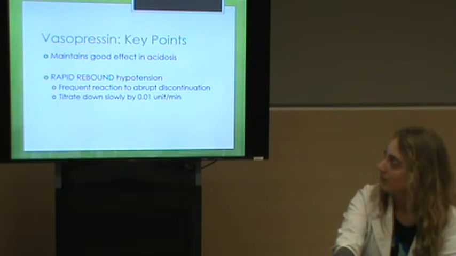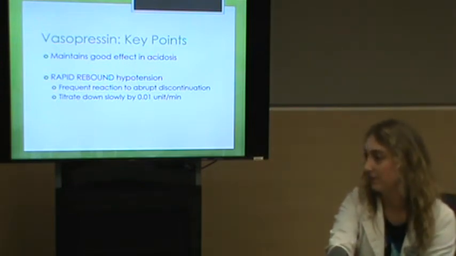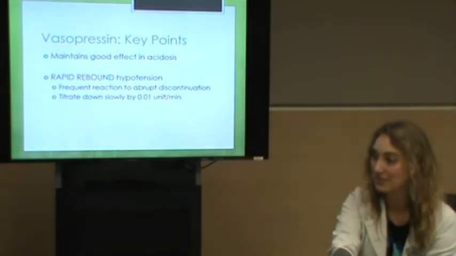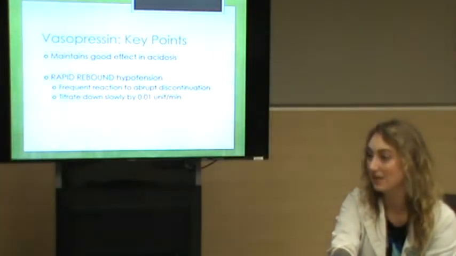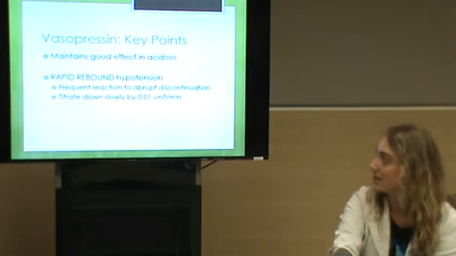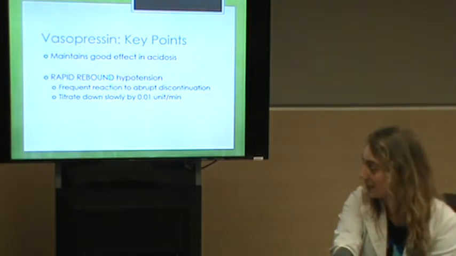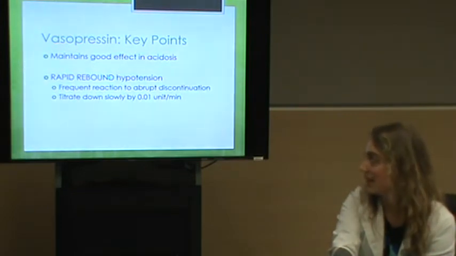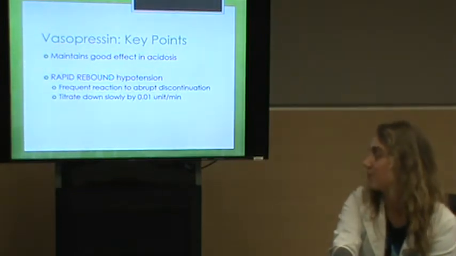The key point for vasopressin is that it is effective in acidosis. As opposed to the others that we mentioned where their effect is reduced, vasopressin still maintains good efficacy if the patient is in an acidotic state. But it causes rapid rebound hypotension if it's stopped abruptly. So you want to titrate down by 0.01 units per minute when you're stopping.